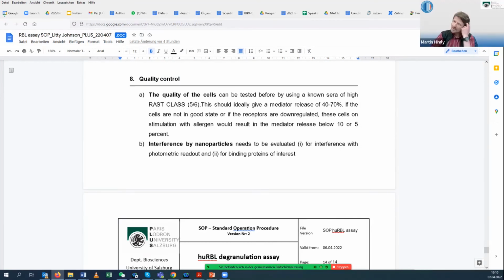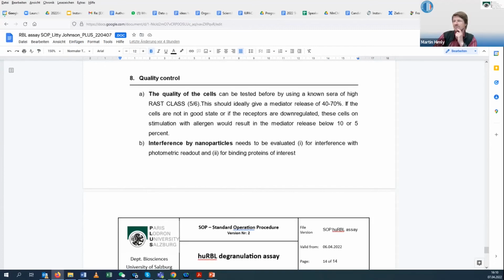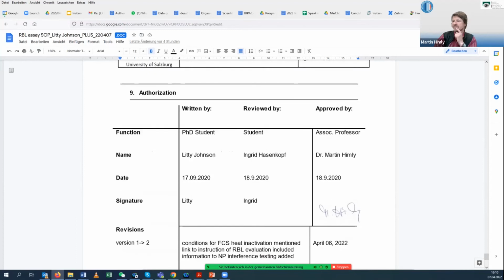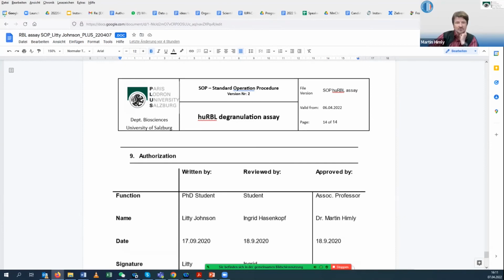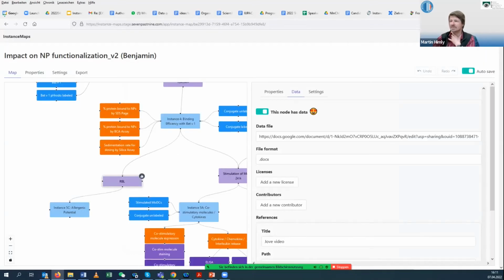Good. Another question that came up during this co-developmental stage is, okay, this is the SOP, but how to evaluate this assay? So what we further integrated here, where we modified this SOP at 3 points, is how to evaluate this assay. And with this, I guess I need to switch back to the instance map, so here to this RBL assay.